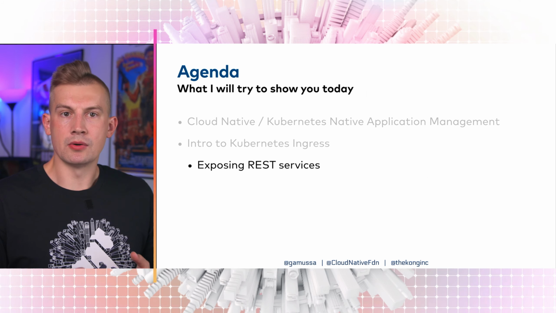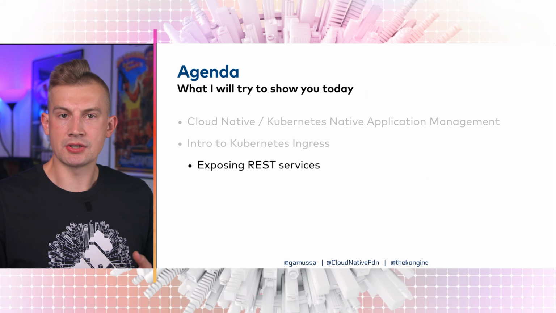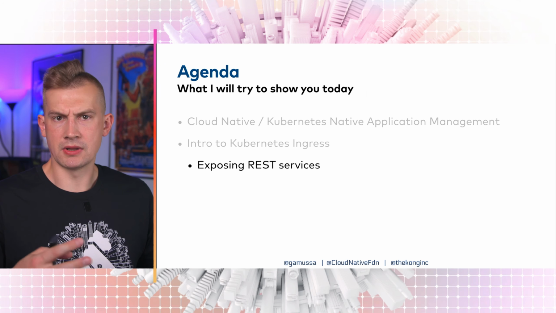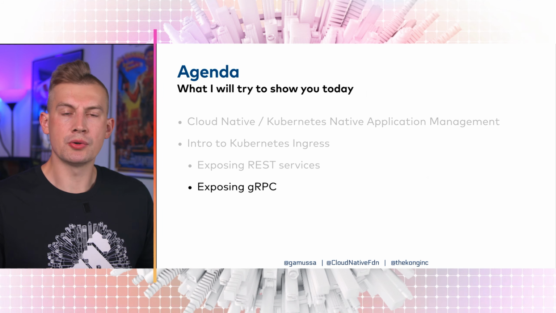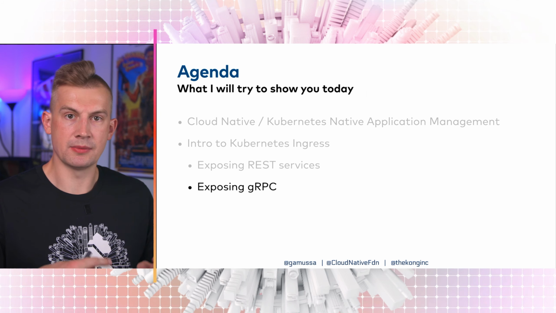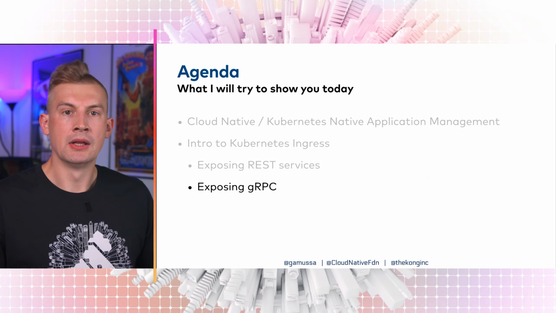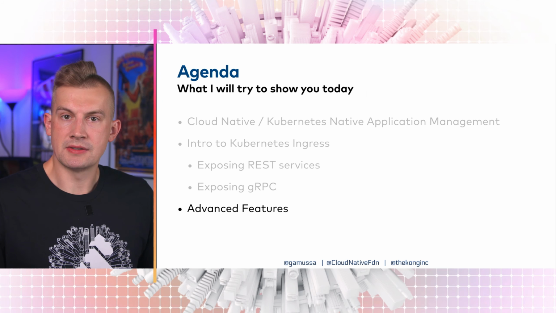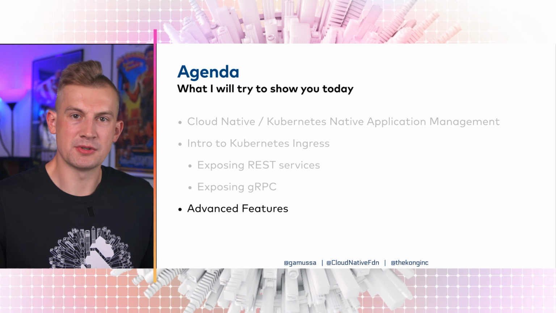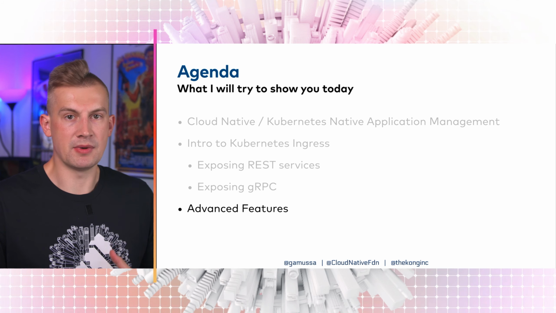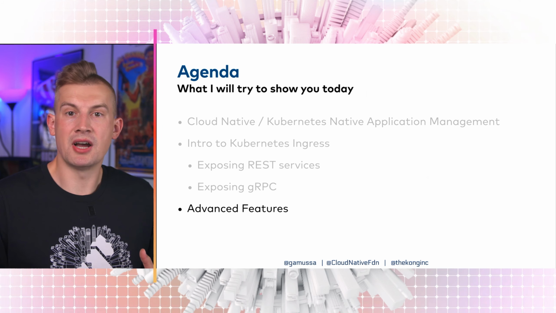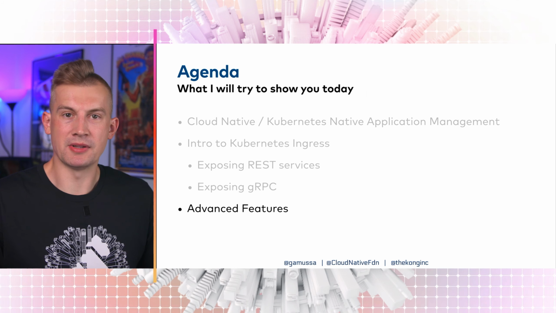And during this introduction, I will talk a little bit about the classical REST services that you need to expose to the outside world. You need to expose something with HTTP. I will show you how we can expose gRPC services, which is based on the HTTP2 protocol. And we'll talk a little bit about how you can actually supercharge your Ingress. We're going to be talking about some advanced features, specifically the plugins that we can apply on Ingress to provide some extra functionality that you might not have time or desire to implement yourself.